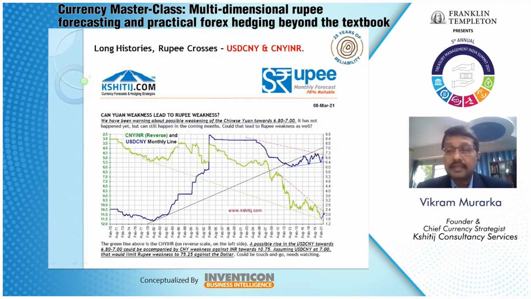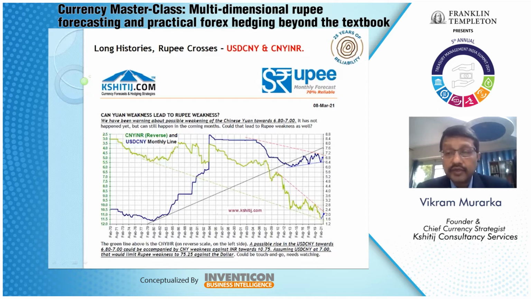If this happens, the normal reaction that we would have is that if the yuan is going to weaken, then the rupee is also likely to weaken. But if we look at the yuan rupee chart, which is the green line on the reverse scale, here we've got on the right axis, reverse scale from 2.5 to 12, which means that the rupee has actually been depreciating against the yuan since 1971 to a point that it has come down to 11.6. We have a resistance here at 11.6, 11.5.